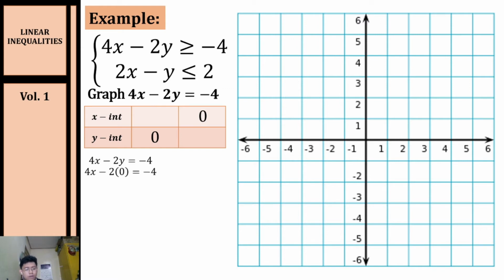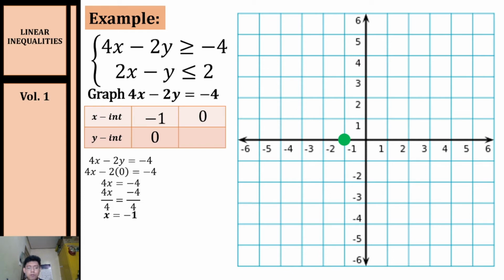Let's change our y variable to 0. Let's solve for the value of x. We have 4x is equal to negative 4. So let's divide both sides by 4. Our x is equal to negative 1. So our x-intercept for our first inequality is located at negative 1, 0. Take note that we use a closed circle because our inequality symbol is greater than or equal.